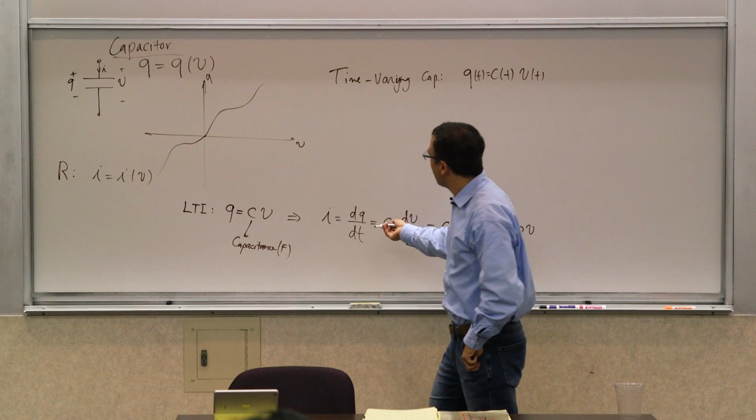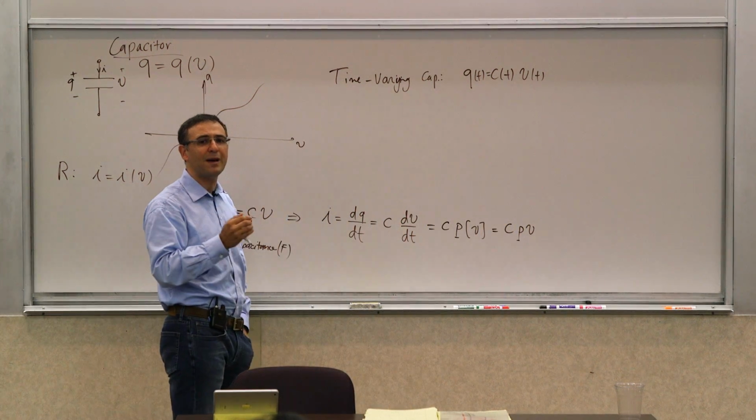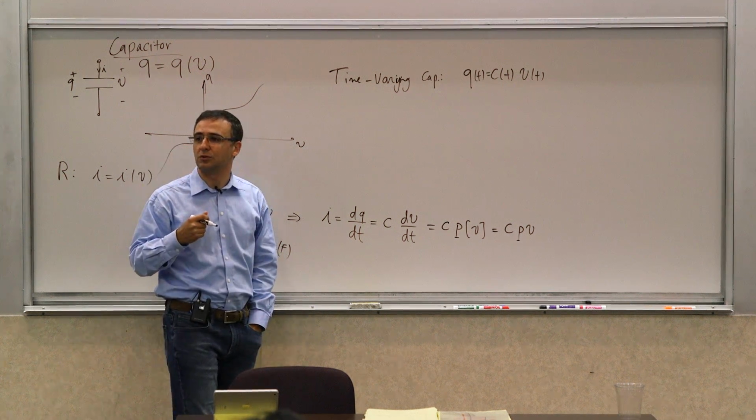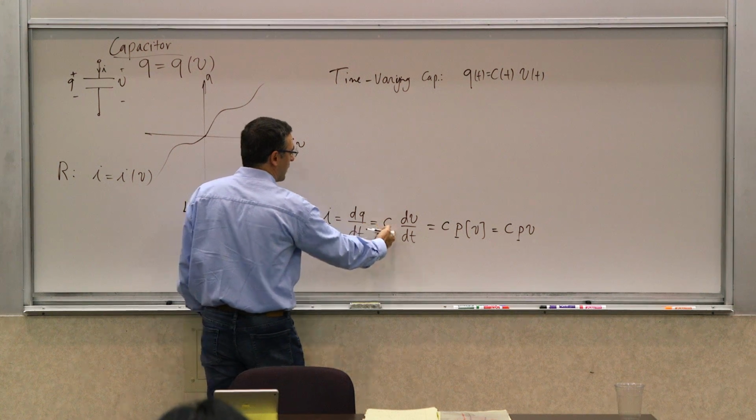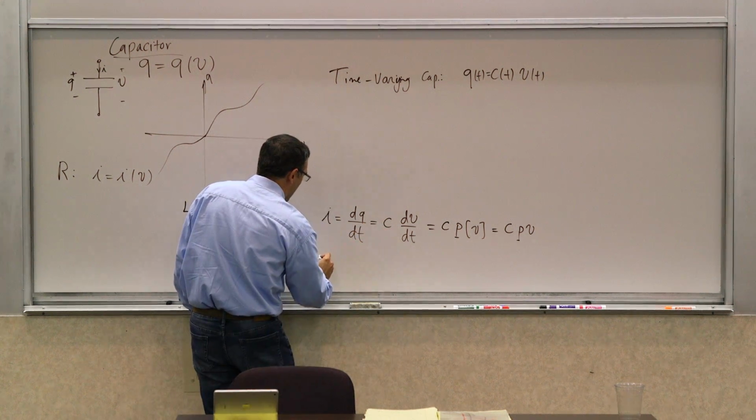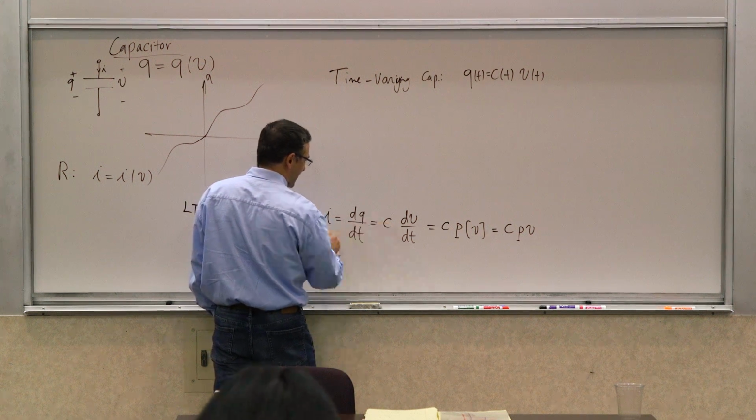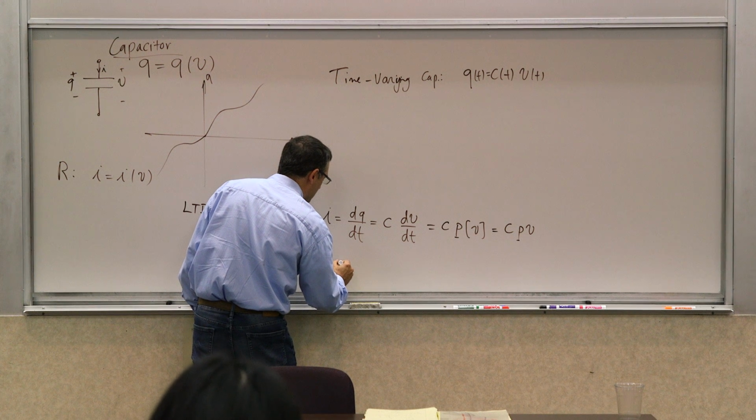So that's the relationship: if you know the voltage, you calculate the current this way. Now, how about the other way around? If you know the current and you want to calculate the voltage, what would you do? Integrate, right? You do the inverse operation. You say I divided by C times dt is dV, and then you integrate that.